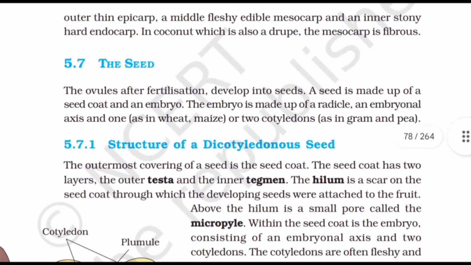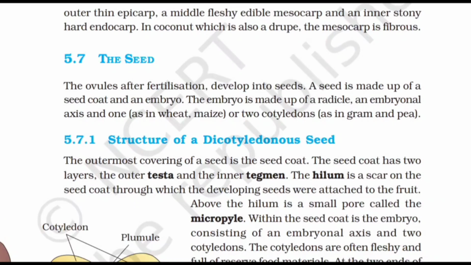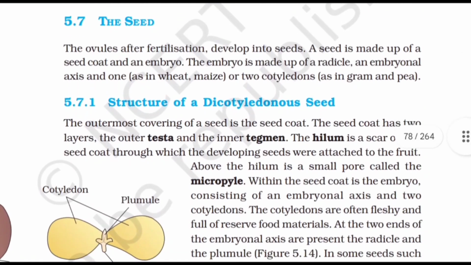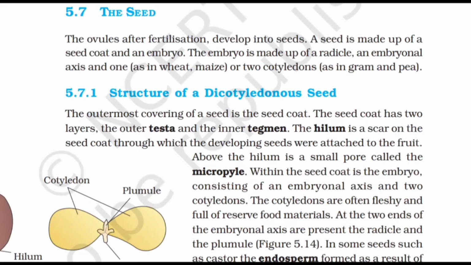5.7.1 Structure of dicotyledonous seed. The outermost covering of a seed is the seed coat. The seed coat has two layers, the outer testa and the inner tegmen. The hilum is a scar on the seed coat through which the developing seeds were attached to the fruit. Above the hilum is a small pore called the micropyle. Within the seed coat is the embryo, consisting of an embryonal axis and two cotyledons.